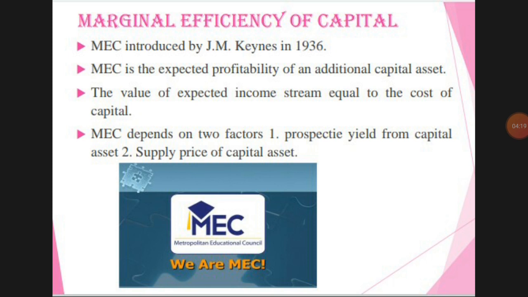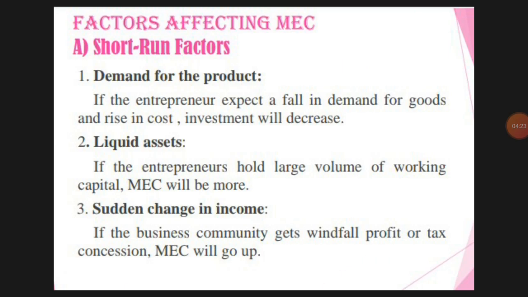So that can be of two types, that is short run and long run. First we'll go for the short run. For example, the demand for a product. First one is demand for the product. Suppose the demand for the product decreases, then the cost of that product will increase. Then the investment will decline.